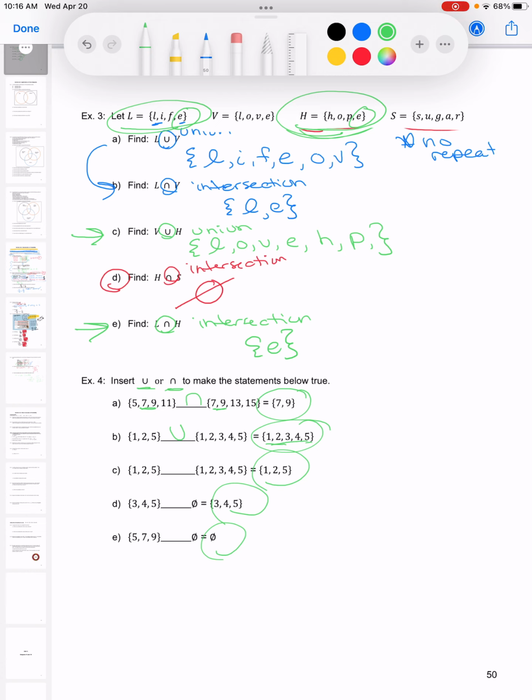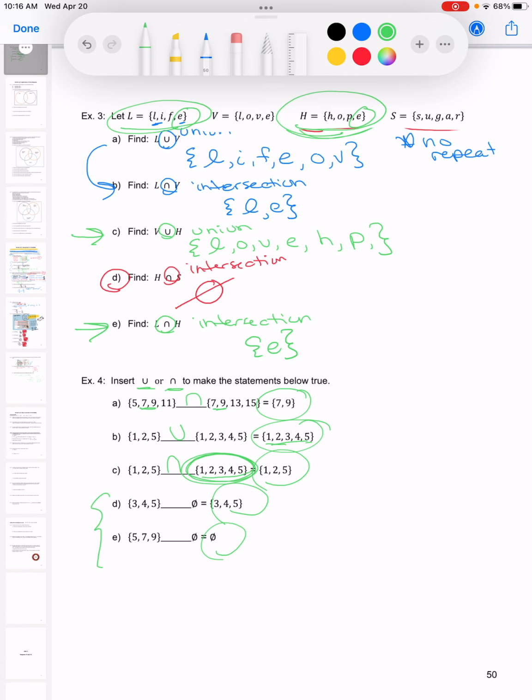For C, again, I'm kind of looking at smaller. I don't have all of this guy. The second one, I don't have all of it. So that makes it an intersection. I know I have all of the first one, but to be a union, I have to have all of them in there. And then we get down to our empty sets in D and E.